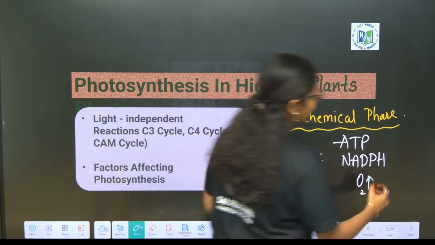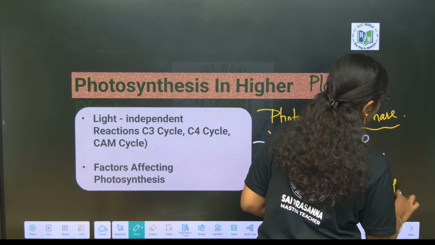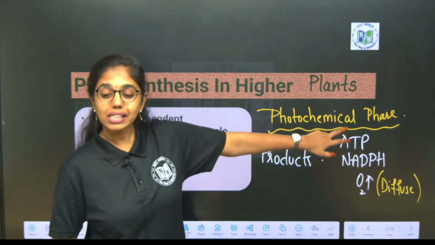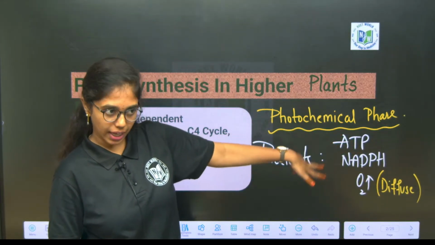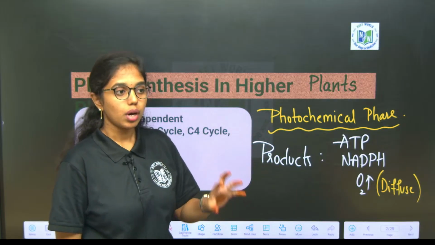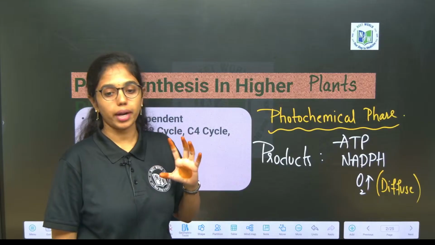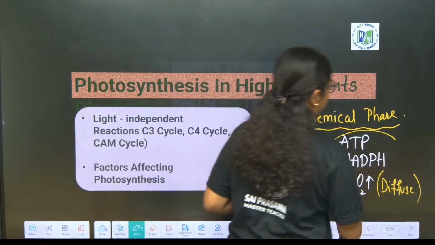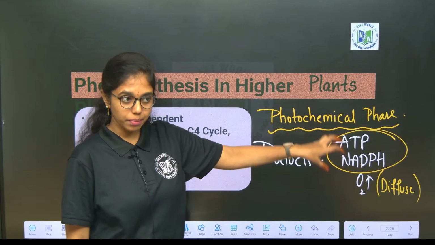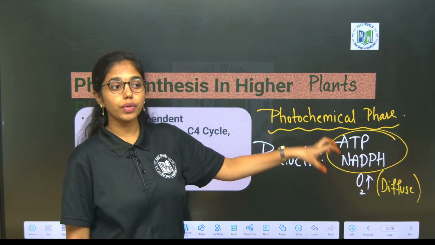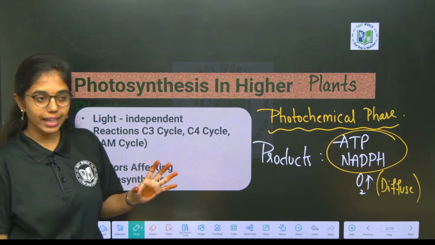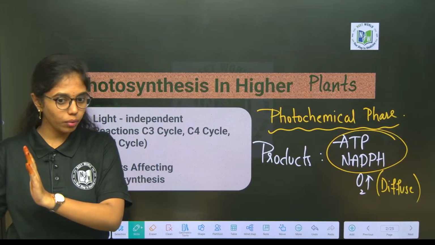This oxygen can easily diffuse in the chloroplast, whereas ATP and NADPH are utilized for the synthesis of glucose or carbohydrates. Both ATP and NADPH together we call assimilatory power, and this will be utilized for the synthesis of glucose or carbohydrates. Clear? Did you recall everything we have learnt?